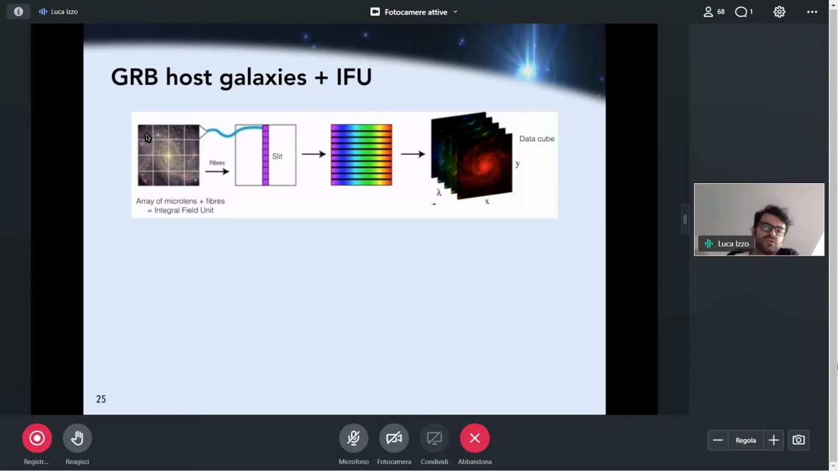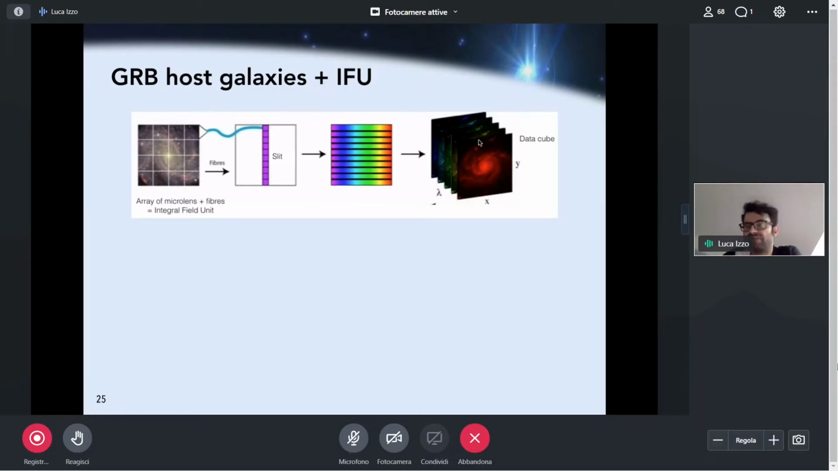So imagine that you have a fiber or a microlens at each single pixel of an astronomical image. This fiber, or microlens or lens array, is connected to a disperser element, providing a spectrum for each single pixel, which in this case is called a spaxel, covering the entire field of view of your telescope.